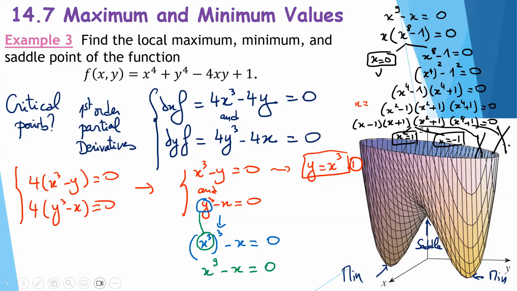So for x, how many solutions do we have? How many values of x? Two values? Only two? Are you sure? Three values: 0, 1, and negative 1. Okay? Now we need to calculate the corresponding y. When x is 0, what is y? 0. When x is 1, what is y? 1. When x is negative 1, what is y? Negative 1. So how many critical points do we have? 3. As suggested by the graph, we have 3 critical points.